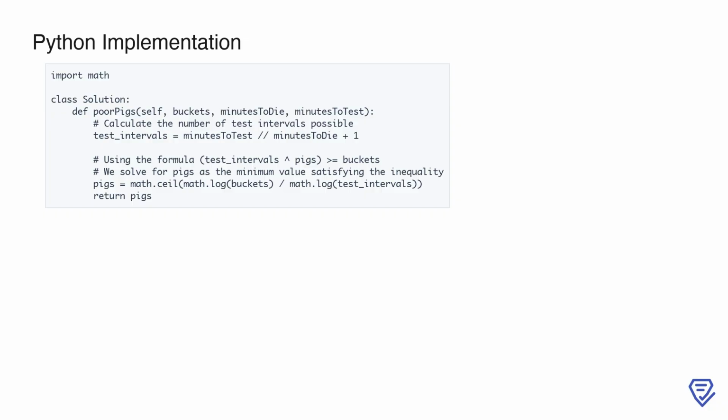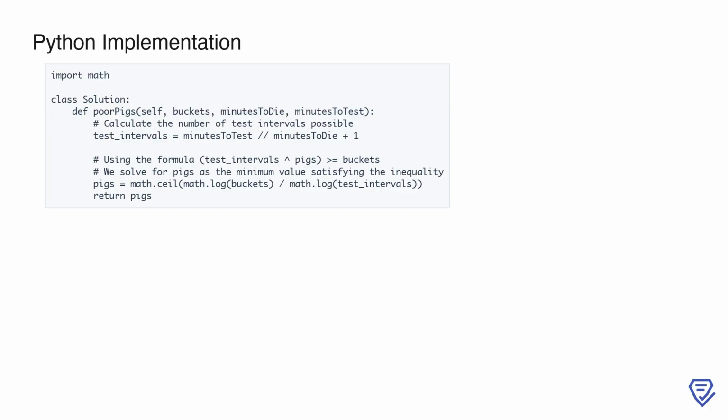3. Formula. The problem can be reduced to a mathematical inequality, test_intervals^pigs = buckets. This represents the number of buckets that can be tested given a certain number of pigs and test intervals. The goal is to solve for the minimum number of pigs required. 4. Logarithmic calculation. Using properties of logarithms, the inequality is rearranged to find pigs. Specifically, we compute math.log(buckets) / math.log(test_intervals) to determine the base test_intervals logarithm of the number of buckets required. The math.ceil function ensures that the result is rounded up to the nearest integer, as the number of pigs must always be a whole number.